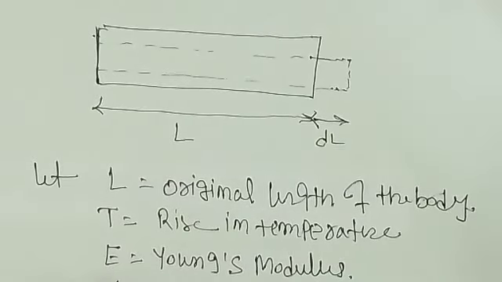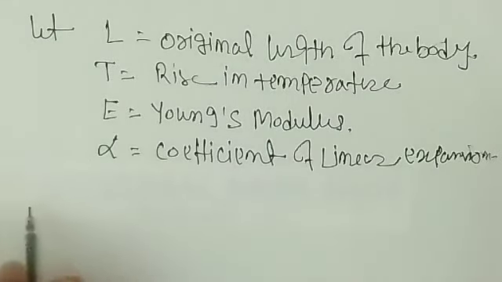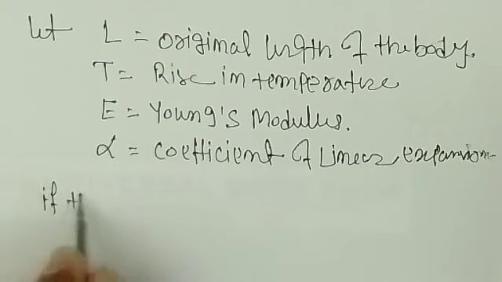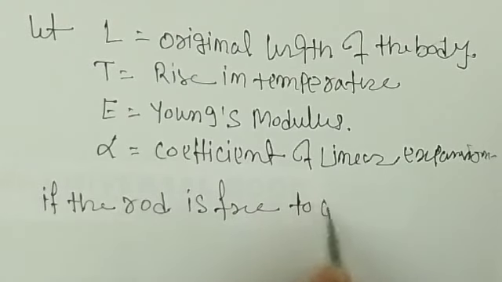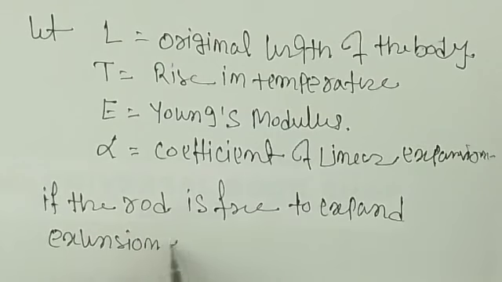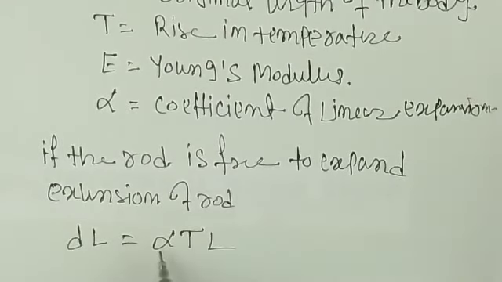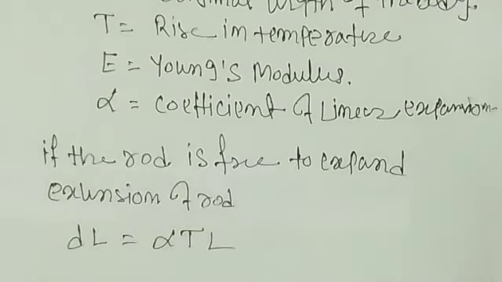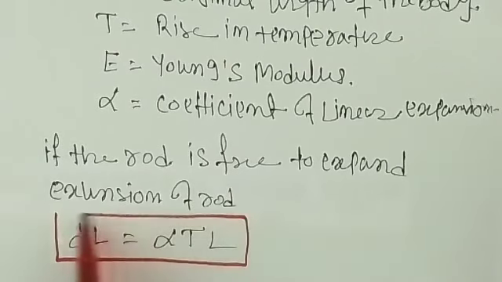Now, if the rod is free to expand, then what is the extension of the rod? You can make a point: if the rod is free to expand, then the extension of the rod is nothing but DL. DL is equal to alpha TL, that is, the product of the coefficient of linear expansion, the temperature rise, and the original length of the body. So this is the expansion in an element or in a rod due to the temperature rise.